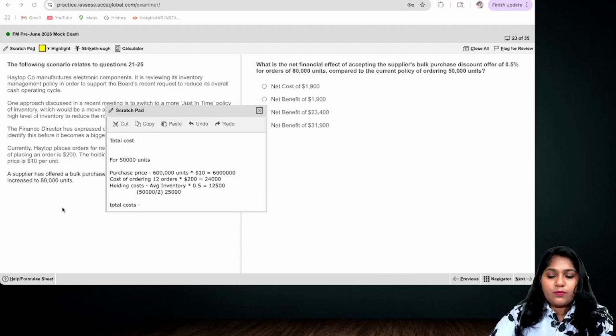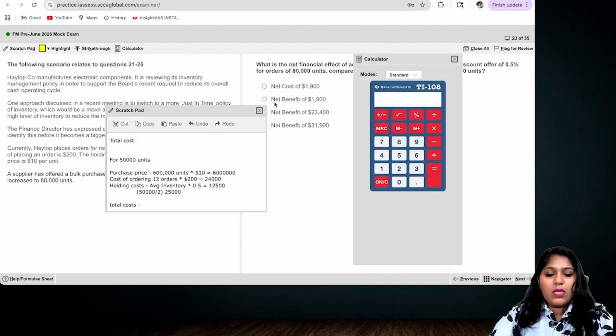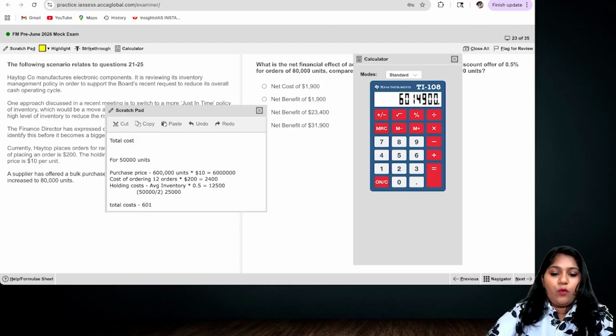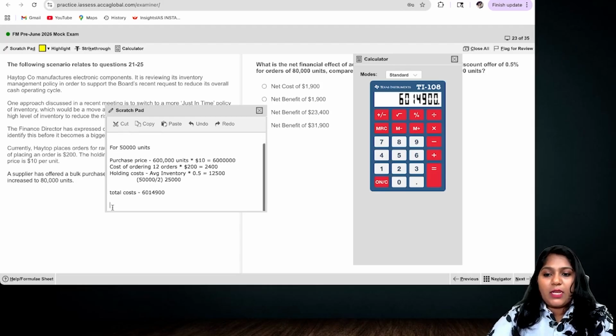We do the calculator. It's going to be 6 million plus 2,400. Guys, is it 24,000 or 2,400? 12 into 200. Okay, it's 2,400. My bad. And here I'm sure I'm right. So 6 million plus 2,400 plus 12,500. This is the cost, 6,014,900. But if I take for 80,000 units, taking everything else same.